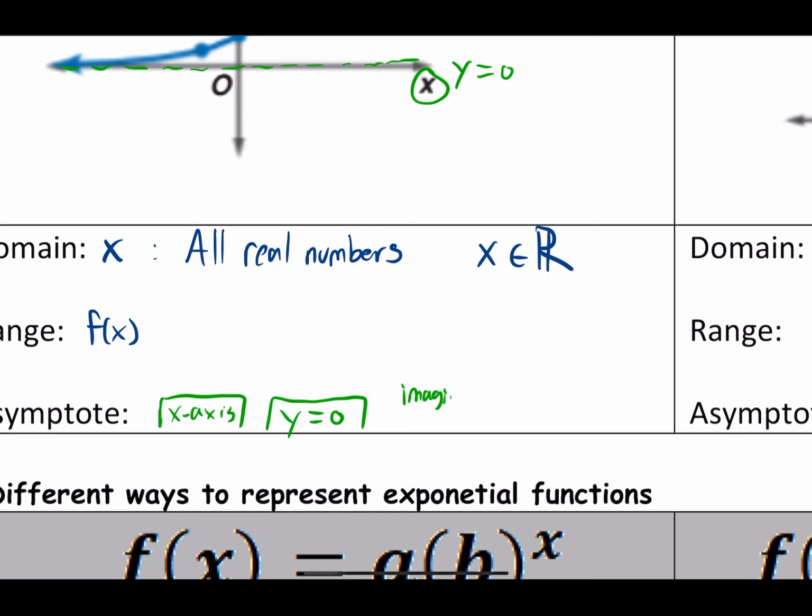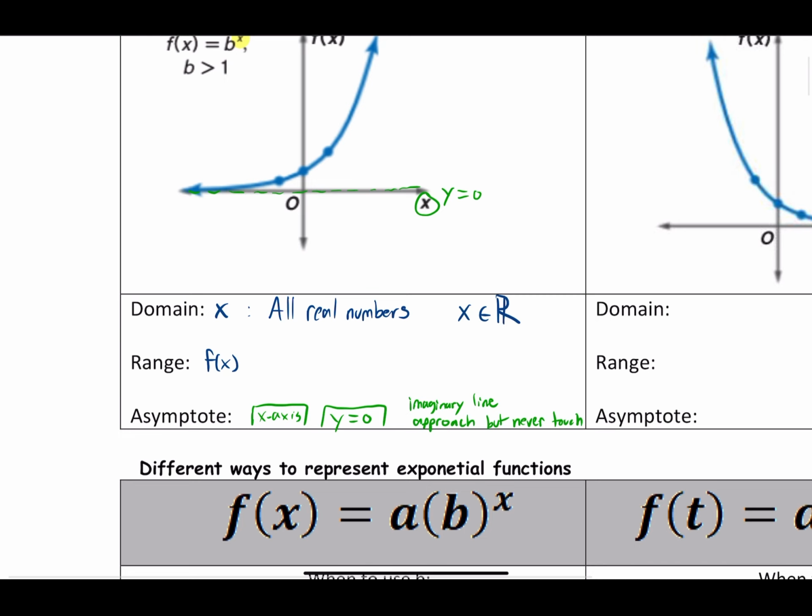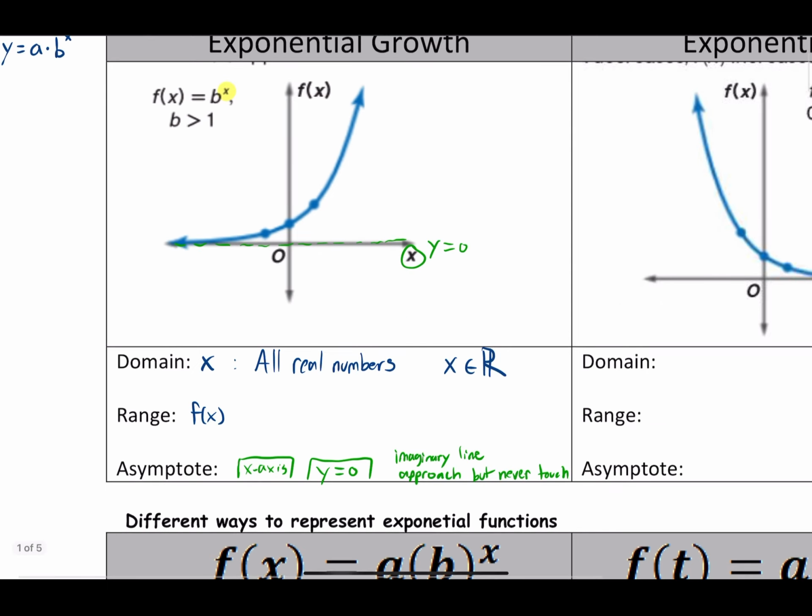Imaginary line that we approach. So get closer, closer, unbelievably close, so close to 0, but never touch, never equal to. Exponentials never equal 0. And if we never equal 0, we can never get underneath 0, so we can never be negative. We would say f of x, the range, is all the numbers above 0.